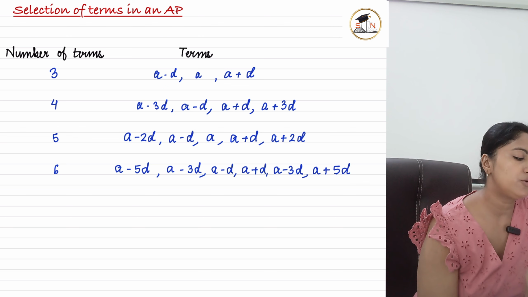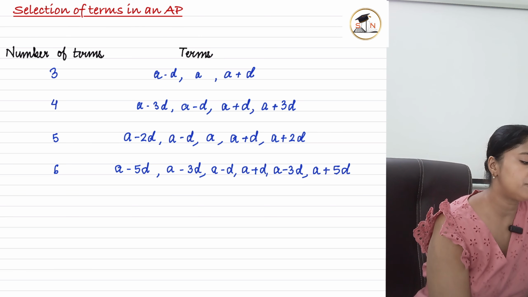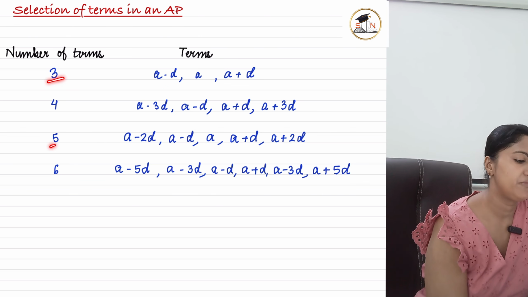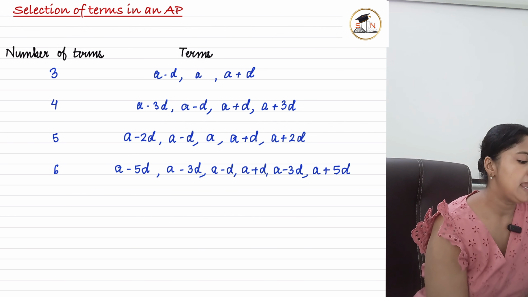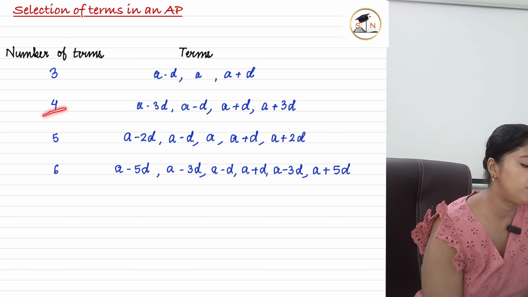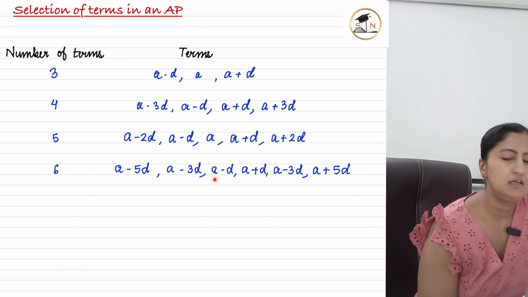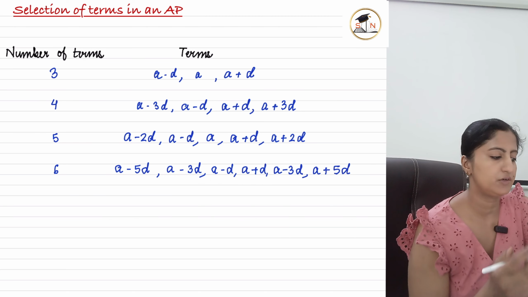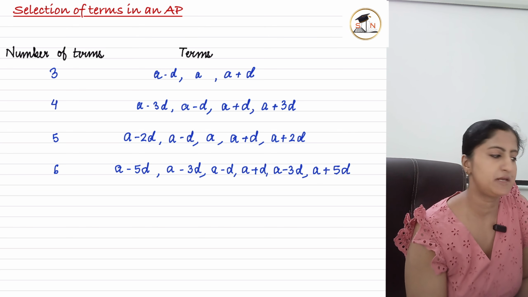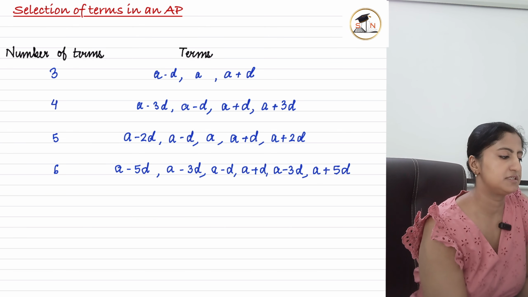Okay. Now what you can see over here, when the number of terms were odd, 3 and 5, we had a as the middle term. And when the number of terms were even, 4 and 6, we have a minus d, a plus d as the middle terms. So this is an easier way to remember that. Okay. Now let's do some questions based on these kind of terms.